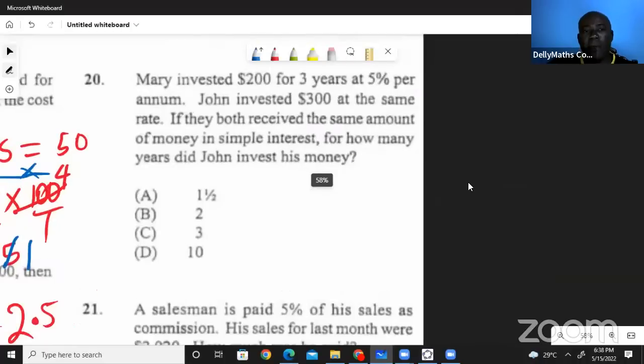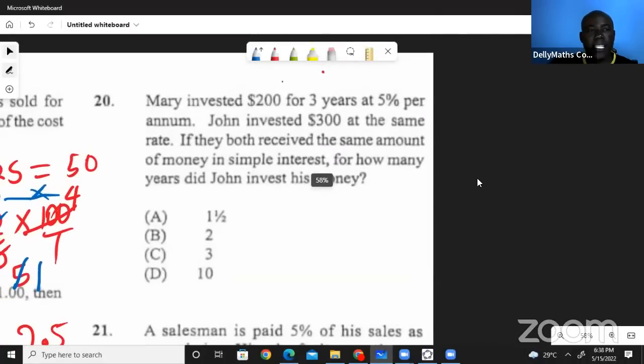All right, number 20 now, let me expand it. It says Mary, all right? So number 20 says Mary invested $200 for 3 years. Come on, guys, see if you could drop your answers. $200 for 3 years at 5% per annum. John invested $300 at the same rate. If they both receive the same amount of simple interest, we want to know how long did John invest his.